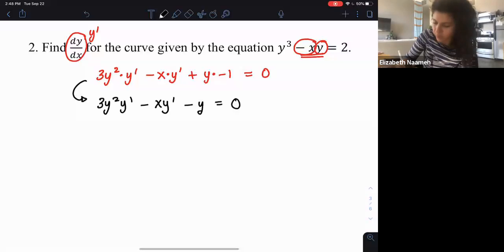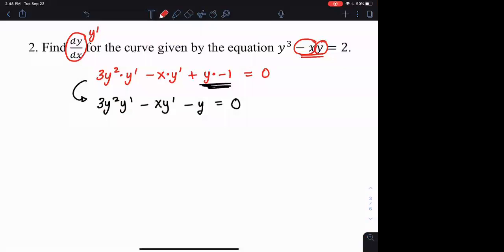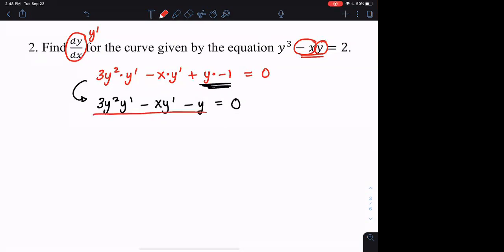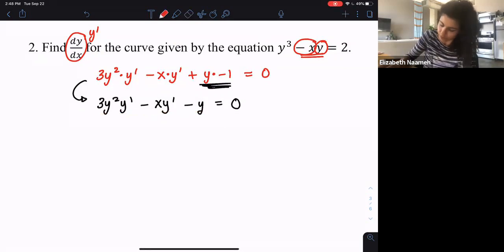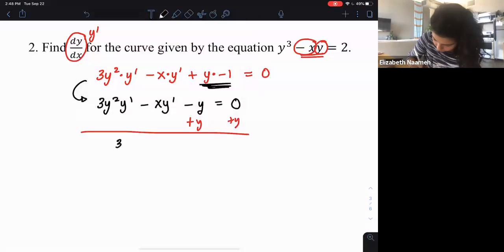So the only thing that changed was a minus y here, equals 0. Okay, next step, what will we do? Isolate. Move the y prime terms. Yeah, you can't factor out y prime yet because it's not in every term. We've got to separate them. So what am I going to move? Oh, y. Move y to both sides. Look down, you can do this. Looking down, you'll go faster.